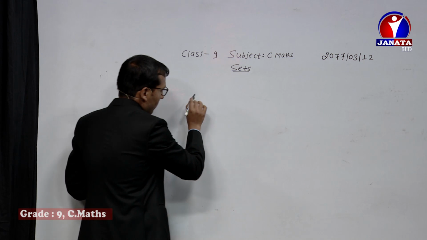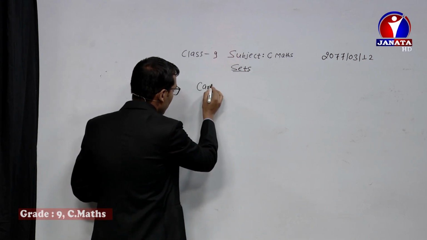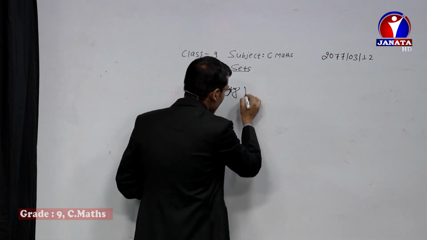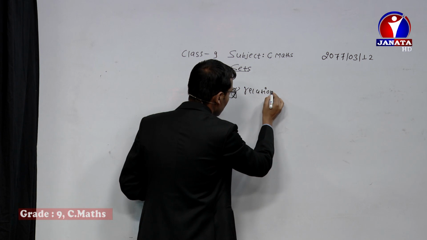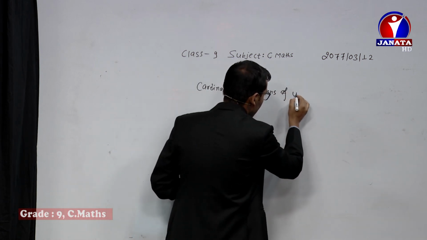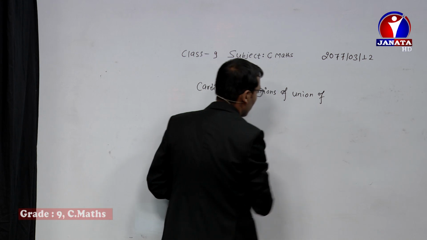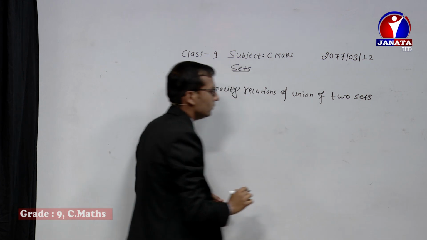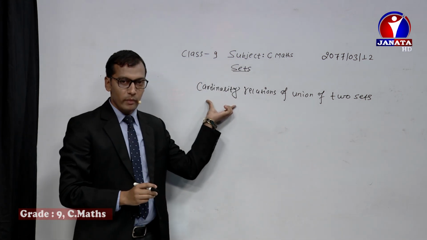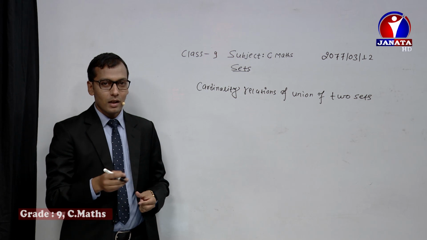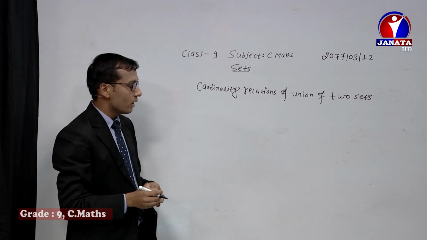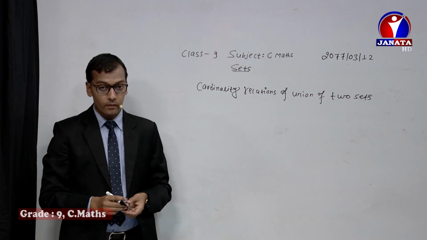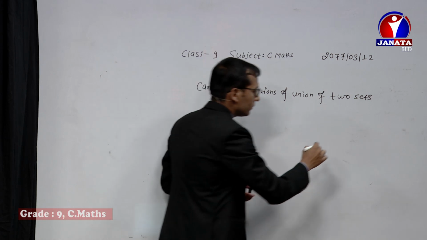So today's objective is cardinality relations of union of two sets. This is the main objective of the class. I am going to discuss this with the help of a Venn diagram, so let me draw the diagram.